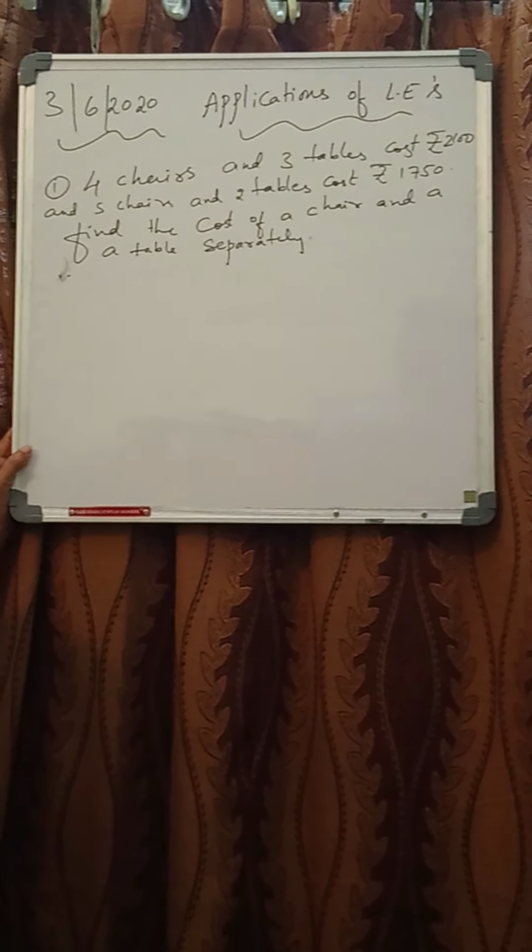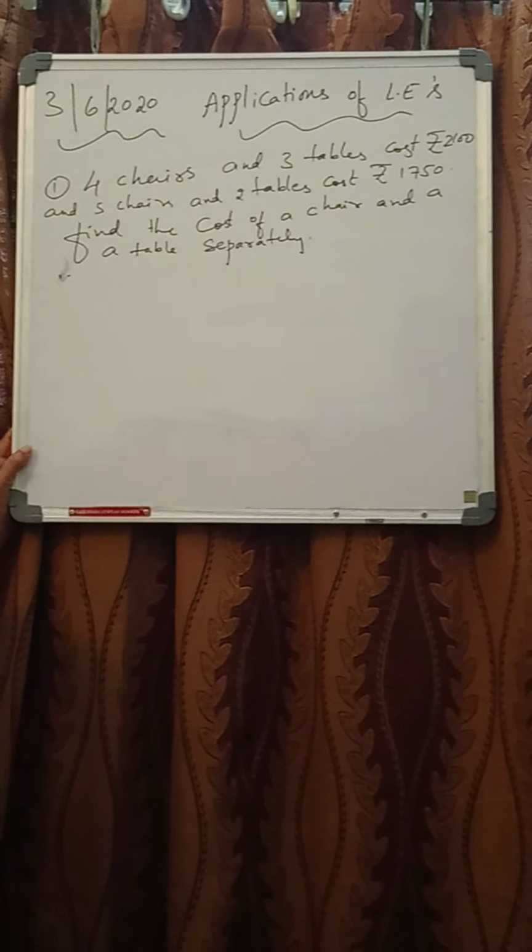Now, what is the first condition he gave? First condition he gave that 4 chairs and 3 tables cost rupees 2100. So by condition 1, we are getting the first linear equation, children. What is that? 4 chairs. Cost of a chair is x, no. So 4 chairs, 4x plus 3 tables, 3 into y is equal to rupees 2100. This is the first equation you are getting from the given condition, children.